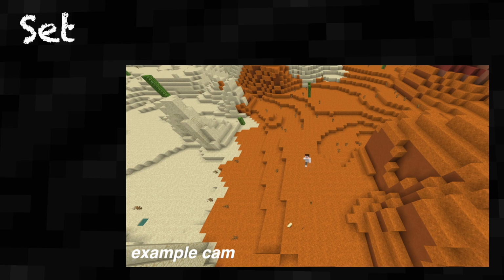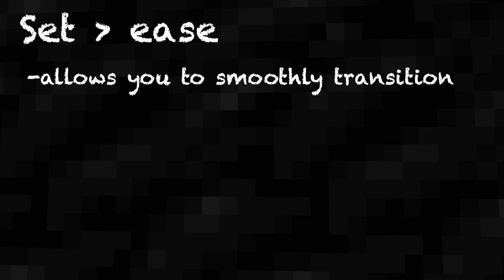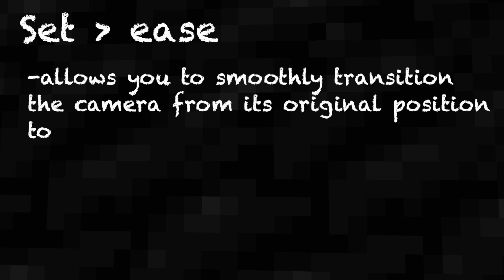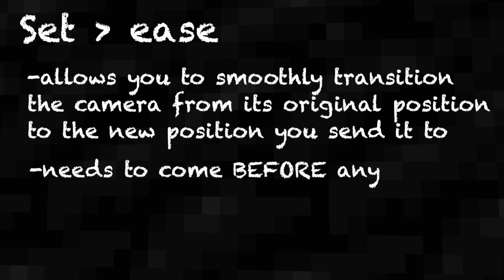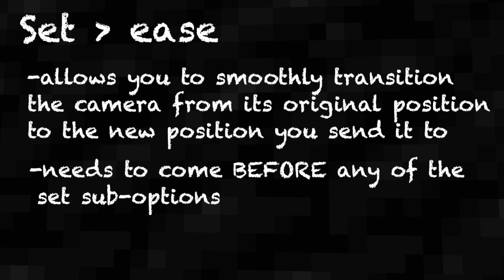This part does get a little more complicated though, so pay attention. We're just now getting into the cool stuff, so it's worth it. The ease sub option allows you to smoothly transition the camera from its original position to the new position you send it to. For syntax's sake, the ease sub option needs to come before any of the set sub options, or the command won't work.